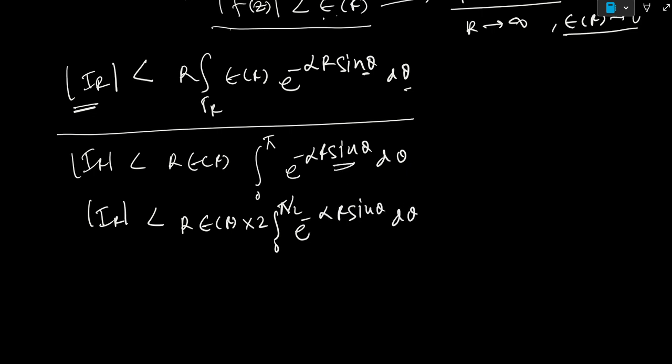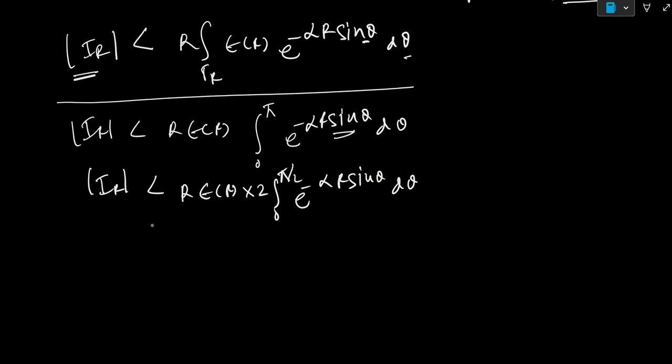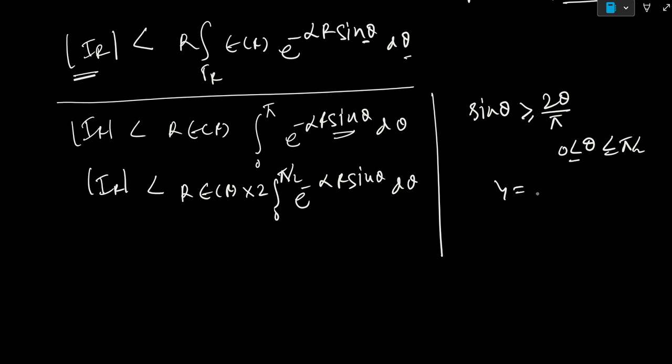Why? Because sine theta is symmetric about pi by 2. So you can write down 2 times the integral from 0 to pi by 2. Okay. And now, sine theta is always greater than 2 theta by pi when you're taking the domain theta between 0 and pi by 2, because if you plot y equals sine theta and y equals 2 theta by pi, you can easily see.